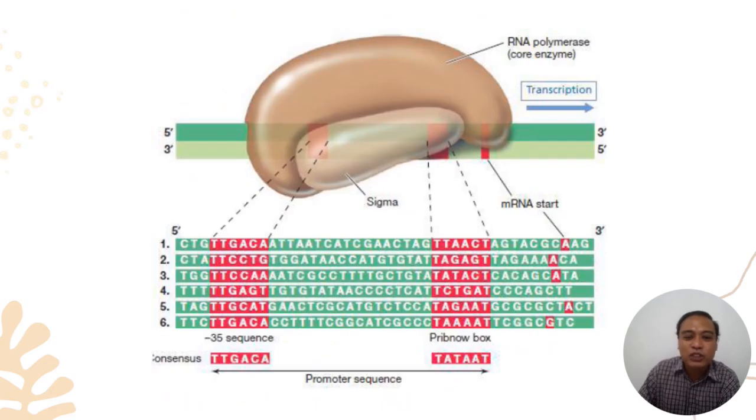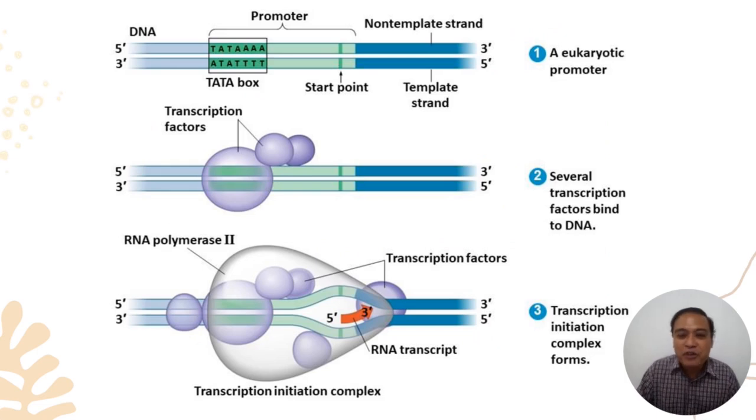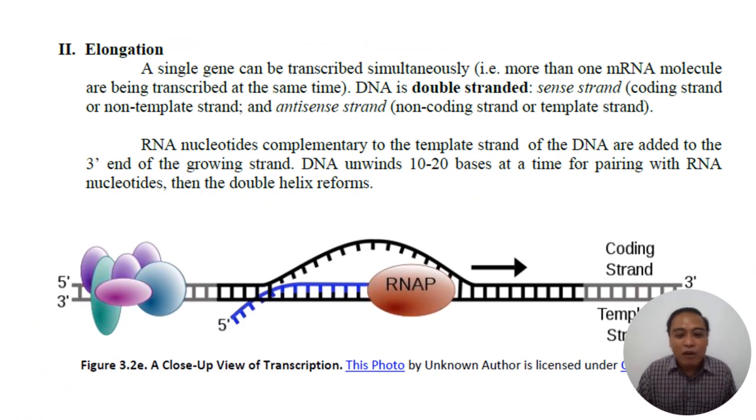So the next slide will just show us that the sigma factor for the prokaryotic transcription would need to recognize the negative 35 sequence in the Pribnow box in order to attach to it, and then the RNA polymerase will be able to attach since the sigma factor is already there. For the eukaryotic transcription, you can see here the TATA box, which is important for all the transcription factors to attach themselves, and then the RNA polymerase will be able to attach and start transcription. This is called the transcription initiation complex.